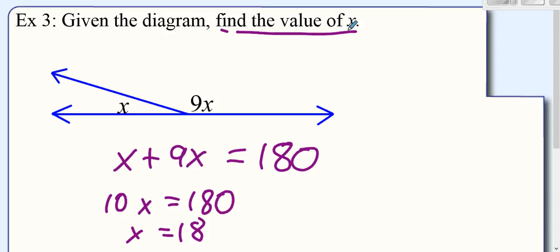You need to be careful. The hardest part about these problems in geometry is sometimes it's going to say find the value of x, sometimes it's going to say find the value of the angle or angles. Always go back and make sure that you answer the question it says. All it said is find the value of x. X is 18. Sometimes it might say find the value of each angle. In that case, it would be 18 and 162.